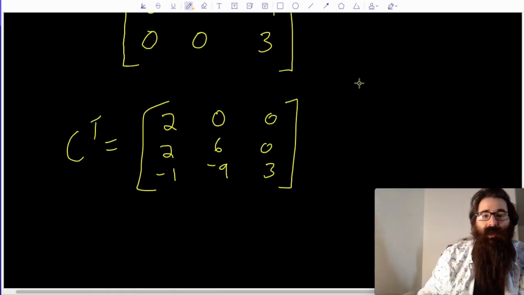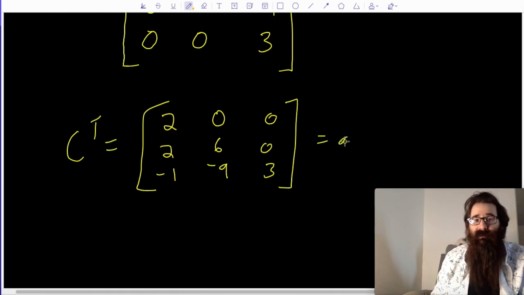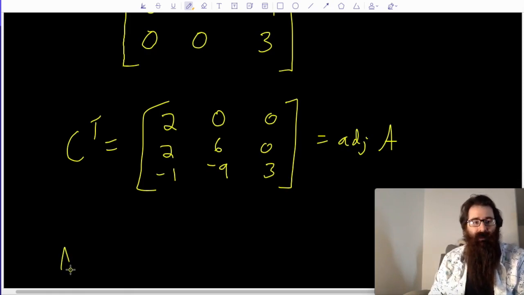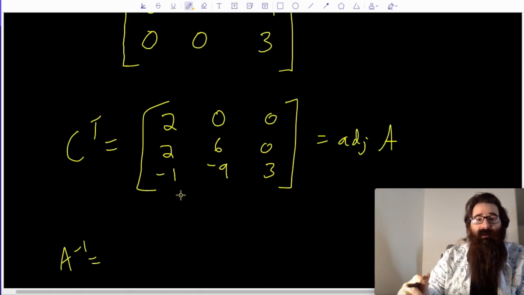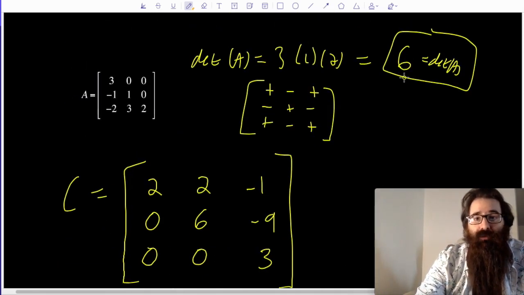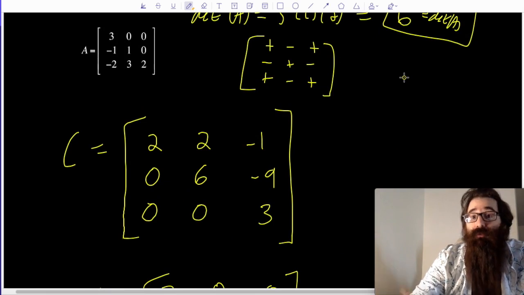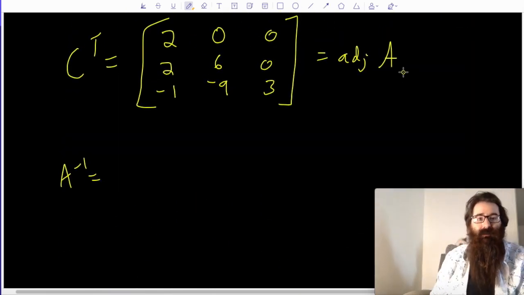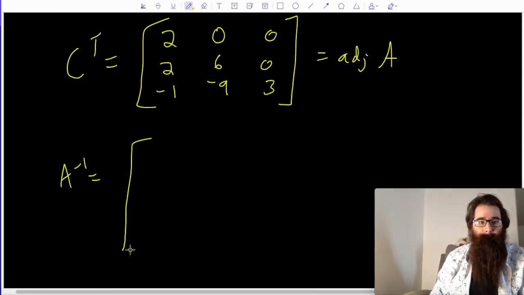And this transpose of the cofactor matrix is the adjugate matrix. But now to find the inverse, A inverse, I want to scale this by the determinant of A. We'll scale it by 1 over that, right? Determinant of A is 6. So I should divide each of these entries by 6.